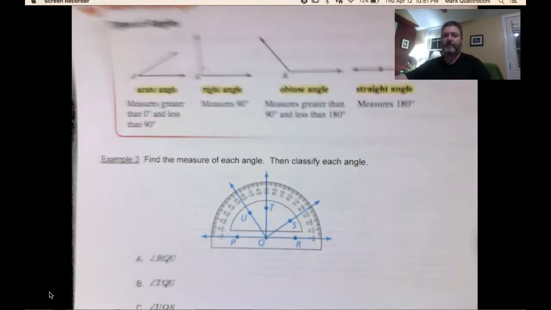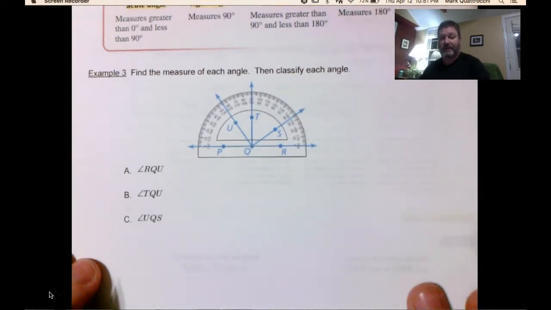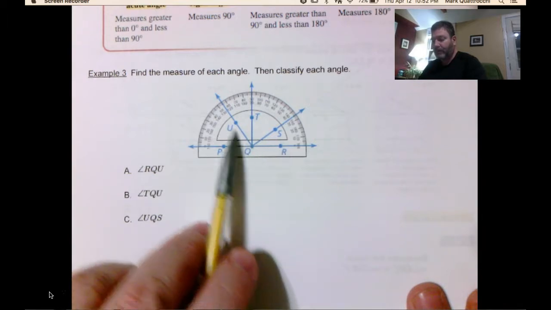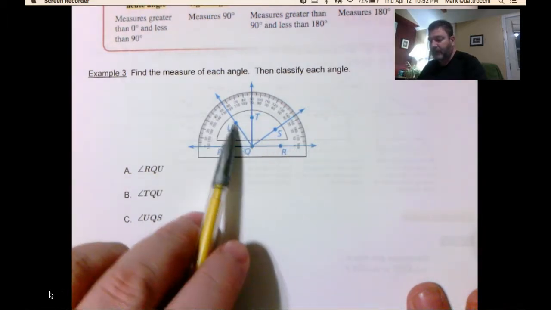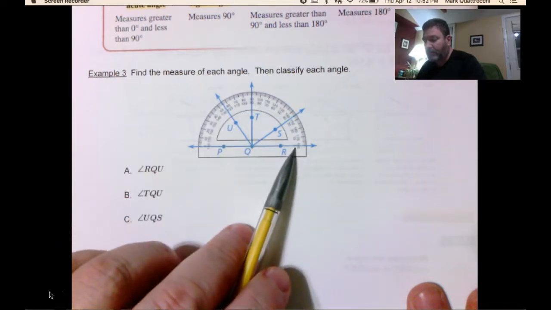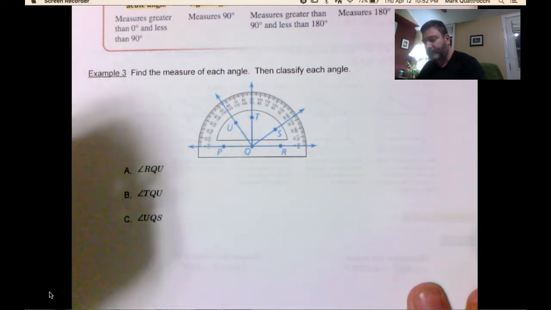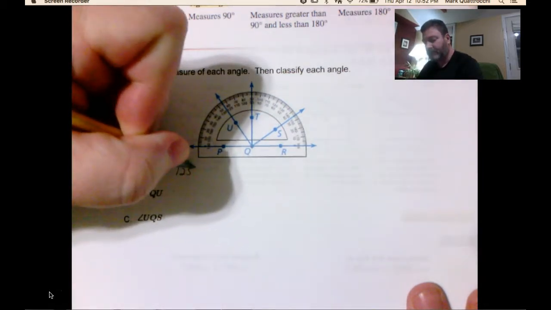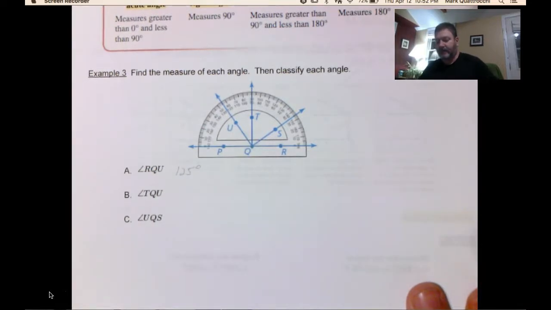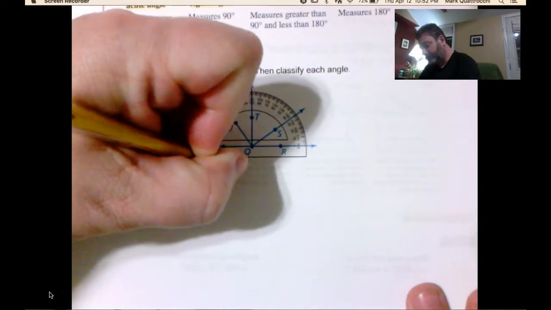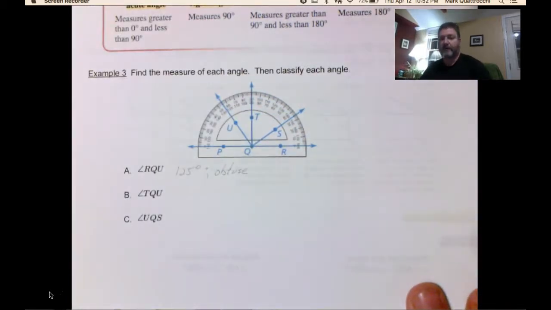Example 3. Find the measure of each angle and classify each angle. RQU. So this is at 0. We're going to come over here and we're going to read from 0 all the way up to 125. 125 degrees. And we're going to classify that angle as obtuse, because it's bigger than 90.